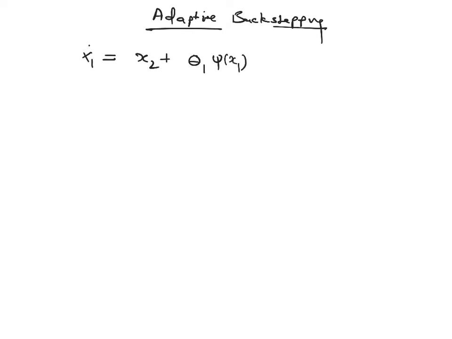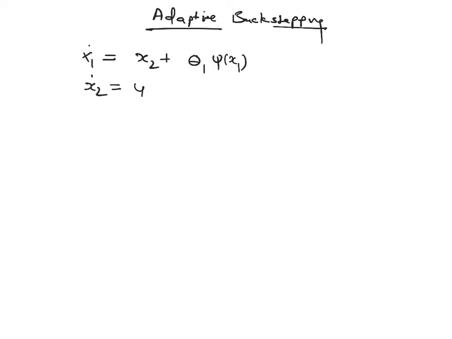The topic is called adaptive. Backstepping is a tool, again. The topic is more of this adaptive control, but because you are mixing things, this problem will give you a motivation. Let's say we have x1 dot equals x2 plus theta 1 psi of x1, and x2 dot equals u.